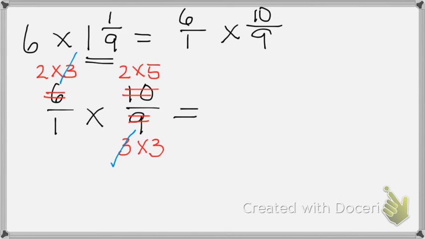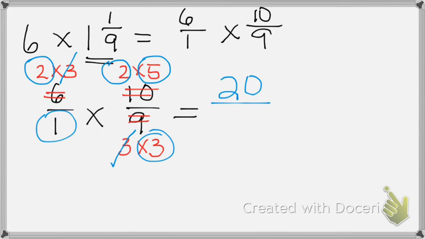So, what I'm left with is 2 times 2 times 5. So 2 times 2 is 4. And 4 times 5 is 20 on top. And on the bottom, I'm left with 1 times 1 times 3, which is 3. So I'm left with 20 over 3.